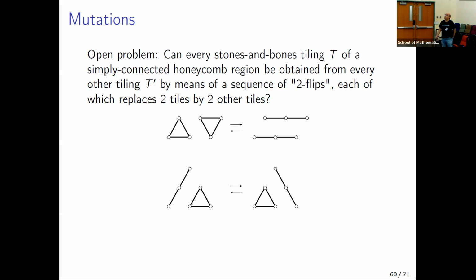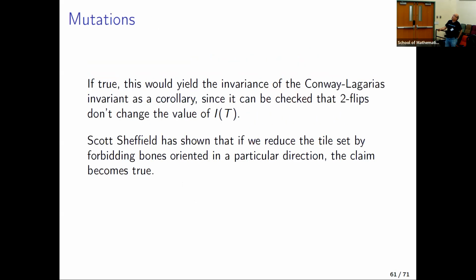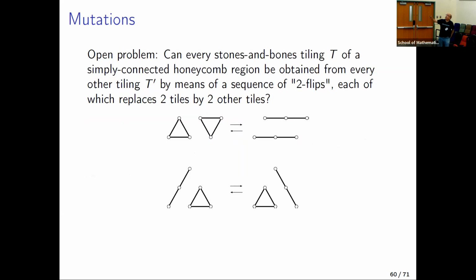So it is not known whether you can always do this. But if it were true, it would yield an alternative proof of the invariance of the Conway-Lagarias invariant, because it's easy to check that for all these pictures, which by the way are to be understood as allowing all the different rotations to happen too. So there's a lot more moves than this.